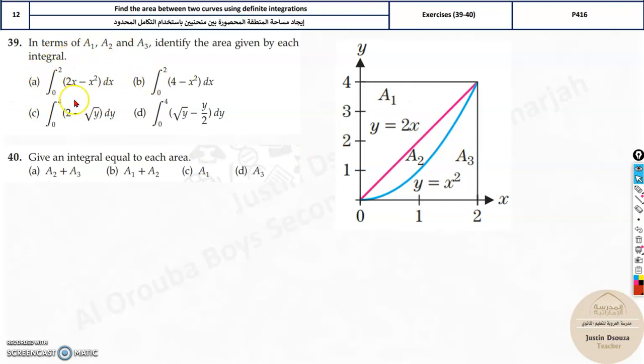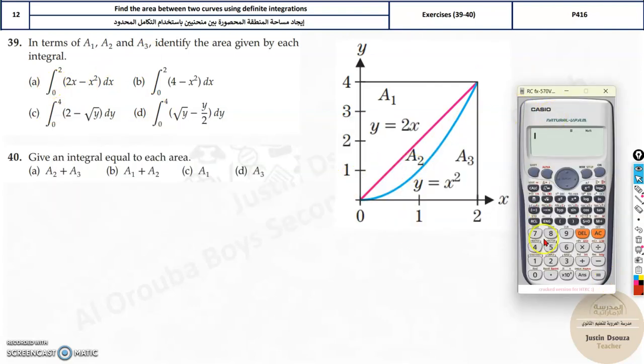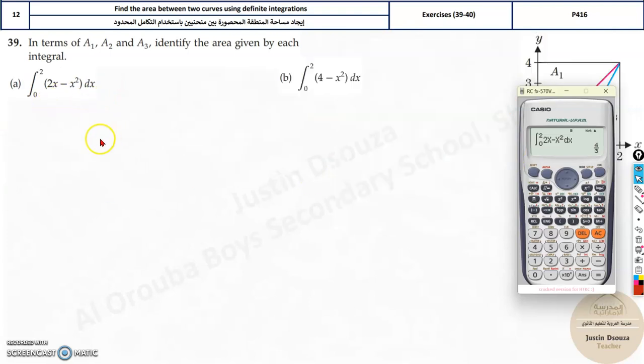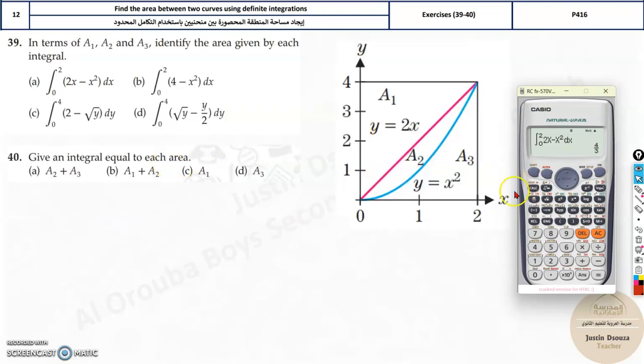They have given you definite integrals. Now the obvious thing would be just solve it up, right? Okay, let's use our calculator and try solving it using definite integral. 2 alpha x minus x squared, and the limits are from 0 to 2. Okay, so it's 4 by 3. But do you think anyway the 4 by 3 is there? They want you in terms of a1, or say like this, let me just show you, in terms of a2 or a1 plus a2. That is what they want.